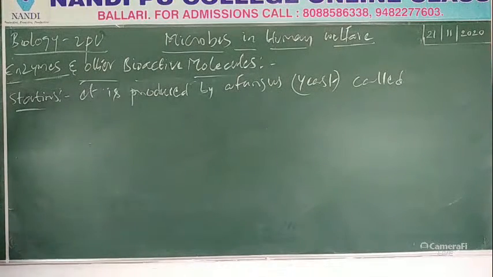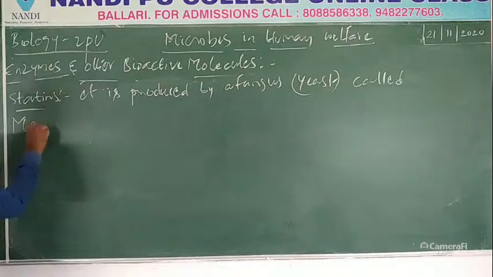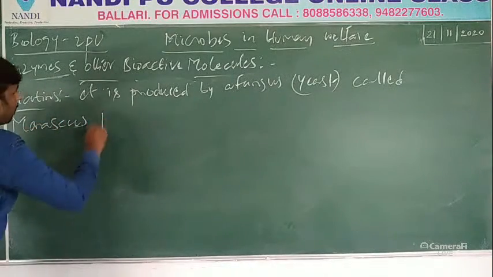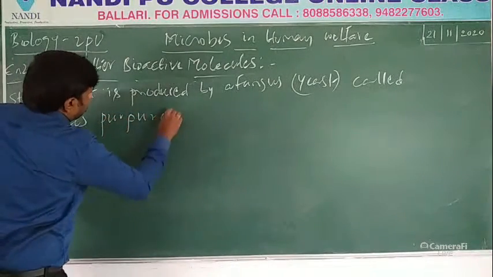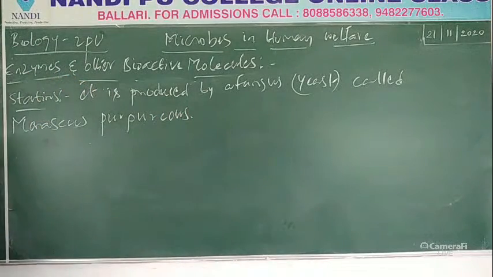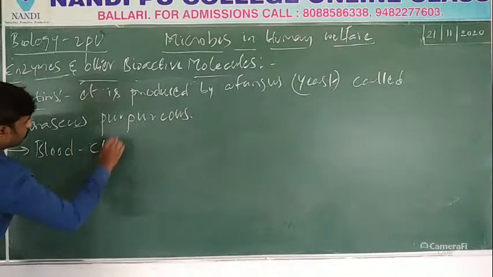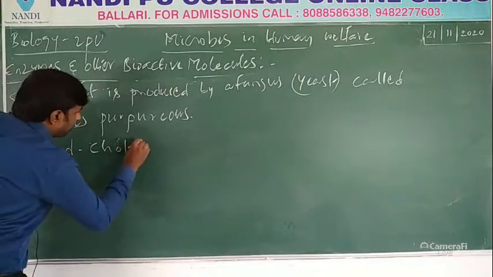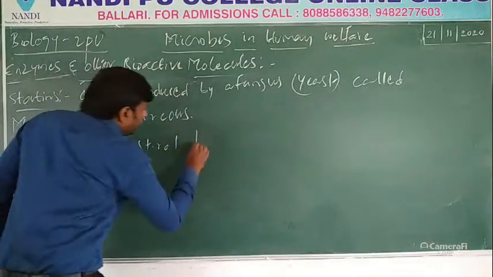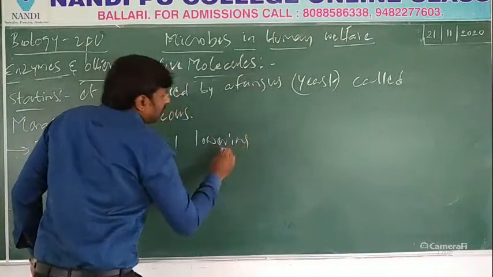Its name is Monascus purpureus. It is the name of the fungus which produces a bioactive molecule called statin. Generally, this bioactive molecule, statin, is also called a blood cholesterol lowering agent.